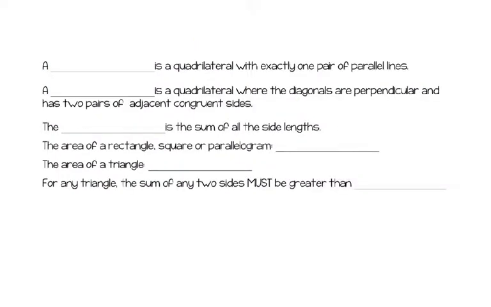Okay, moving on. A blank is a quadrilateral with exactly 1 pair of parallel lines. So it doesn't have 2 pairs. Exactly 1 means just 1 and not 2, and so that's going to be a trapezoid. So a trapezoid, if you have 2 sets of parallel lines, then it would look like that. So these would be the parallel lines.